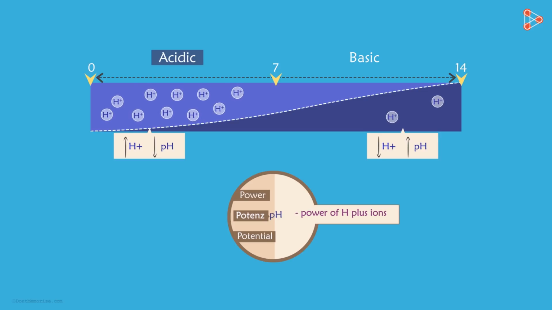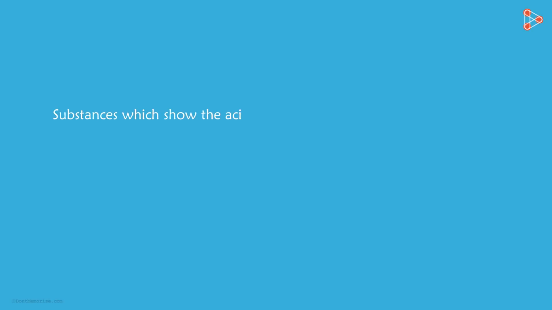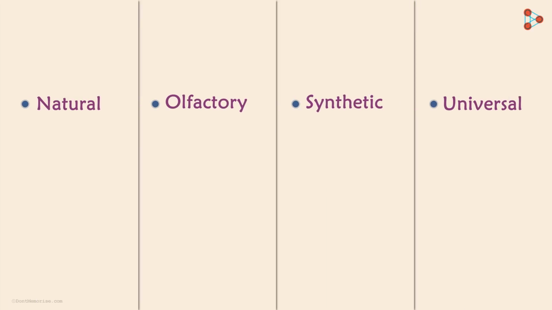Before we understand what a universal indicator is, we need to have a basic idea of what indicators are. Substances which show the acidic or basic behavior of other substances by changing in some way are known as indicators. These are some of the common types of indicators.